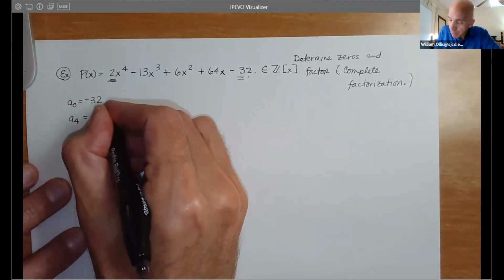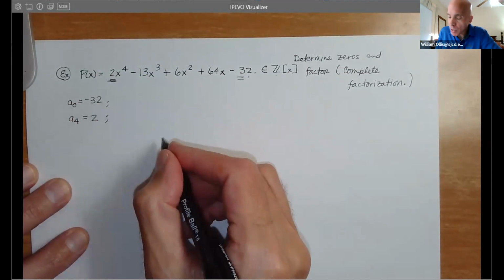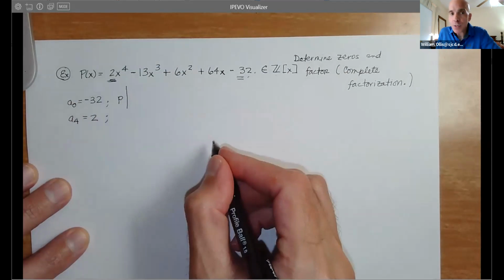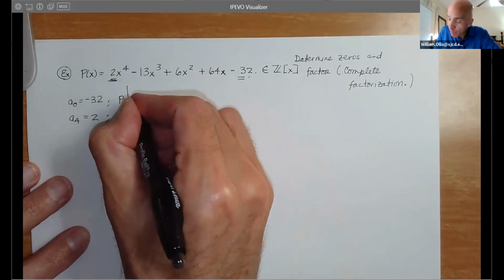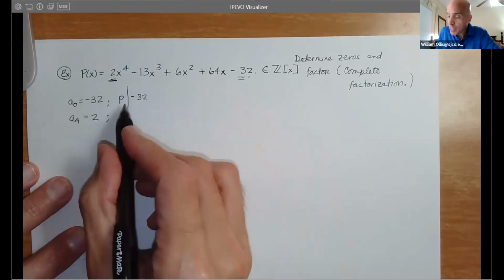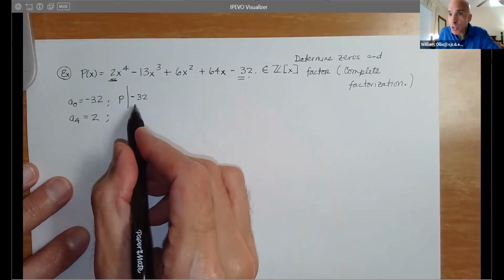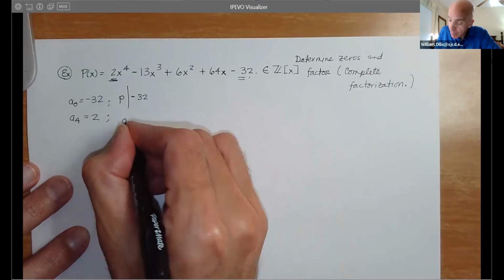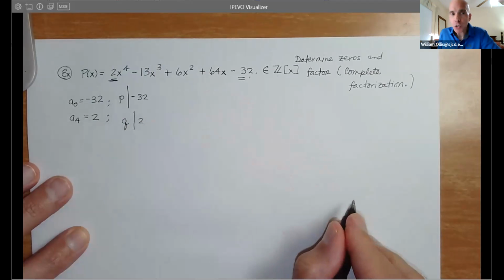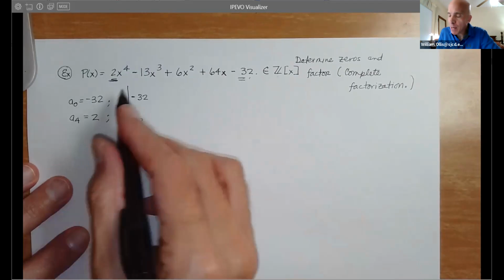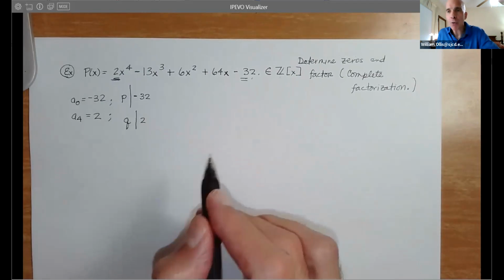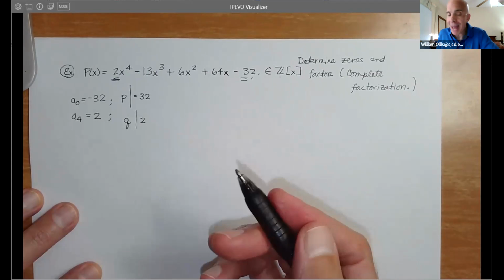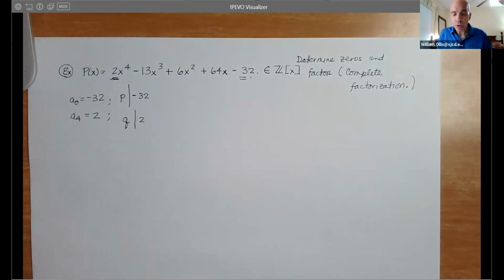Now remember, I'm going to use a little notation here. The p, it'll be a vertical line. That means divide. P will divide negative 32. That is, p is a factor of negative 32 from the theorem if it is going to be a rational zero, and q divides 2. That's just a shorthand notation that will save you a little bit of time when you're thinking about writing the candidate list. So like I said, we're going to use this theorem backwards to figure out what the zeros are.